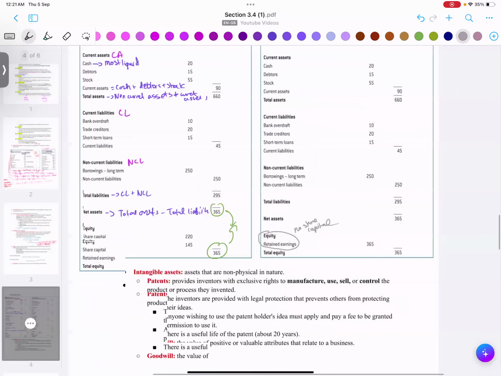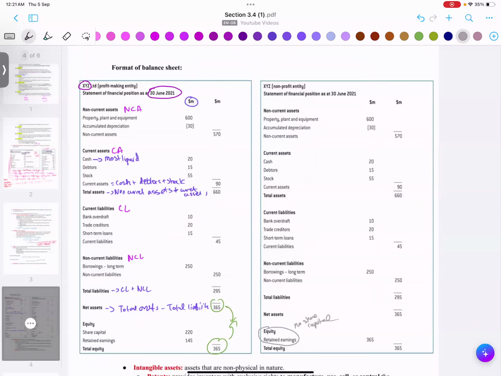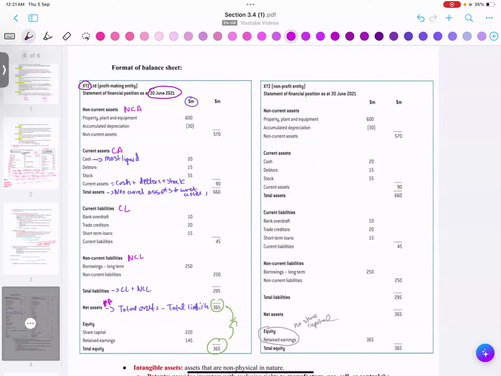I hope you understood the format of the balance sheet. It's quite a long process. Basically, you have to first find your total assets, total liabilities, then your net assets, and then your equity, and these two have to be equal. That's it. And don't forget, you have to apply these to the case, mention if it's a profit-making entity or not, and make sure you show your calculations in this way.